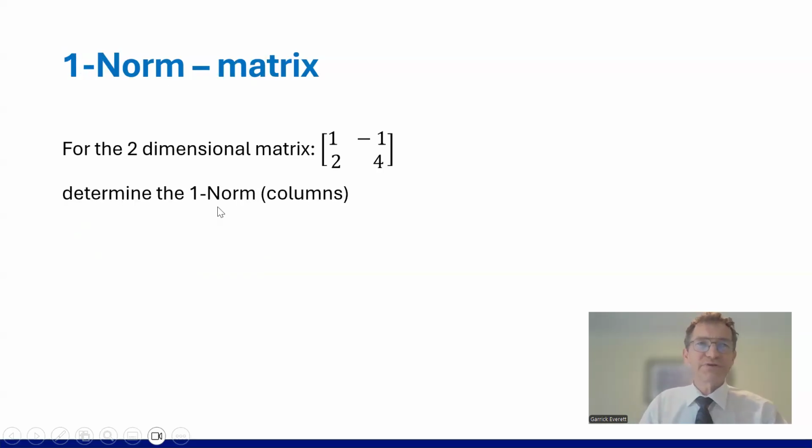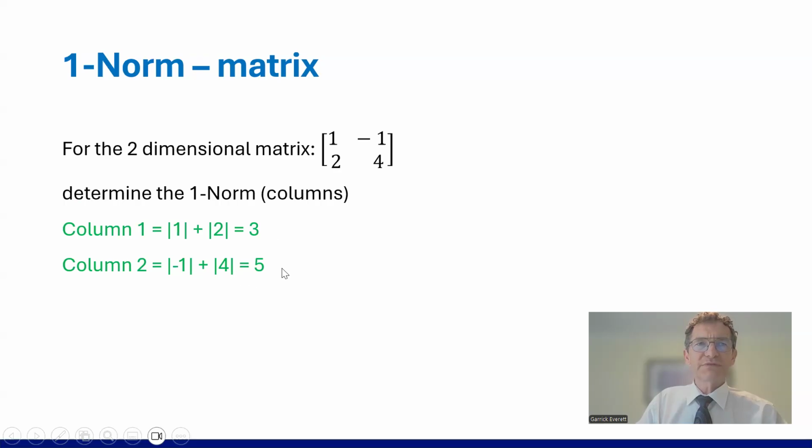So let's go. Determine the 1 norm, or the columns. Column 1: the absolute value of the first number is 1, the absolute value of the second number is 2, so 1 plus 2 is 3. Column 2: the absolute value of that is 1, the absolute value of that is 4, so 1 plus 4 is 5.